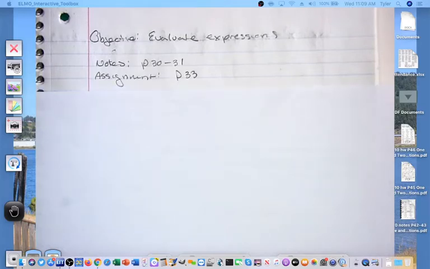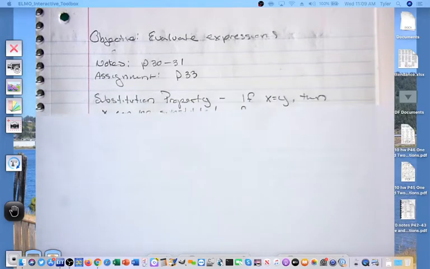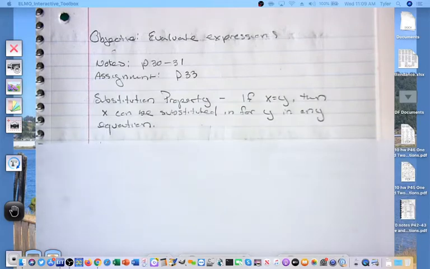The first thing that we need to understand to evaluate expressions is going to be the substitution property. So the substitution property just says that if we know two values, x and y, and we say that x and y are equal to each other, then x can be substituted in place of y, or y can be substituted in place of x.